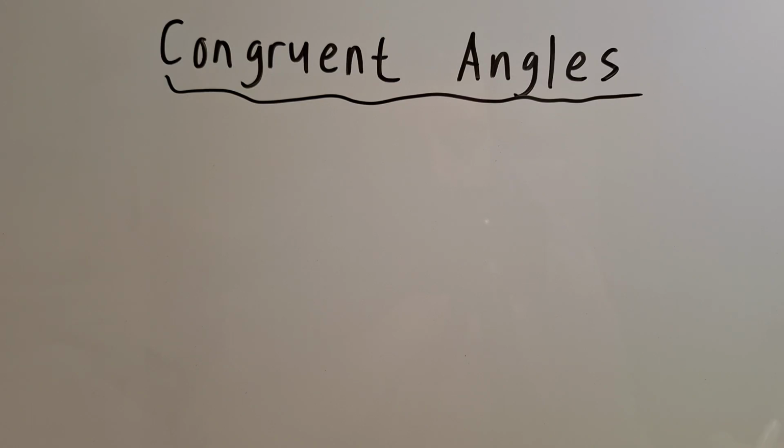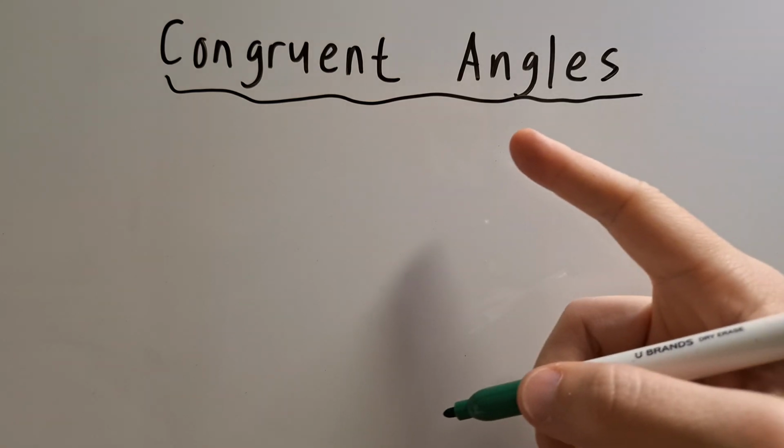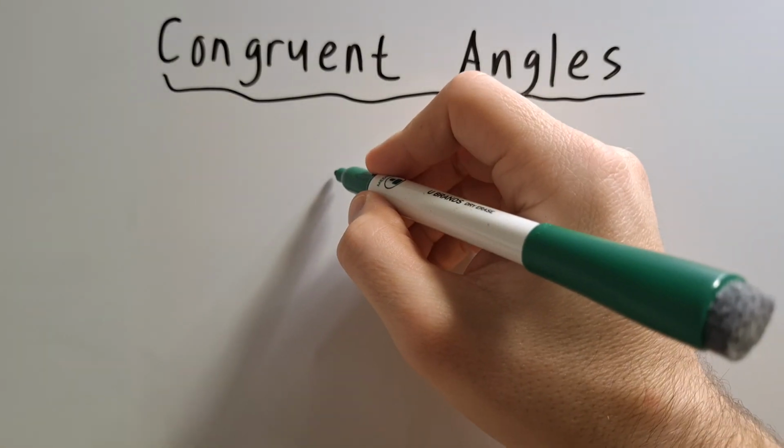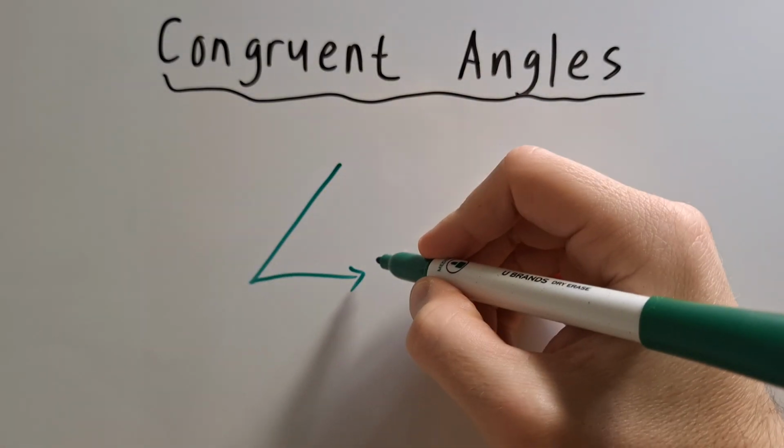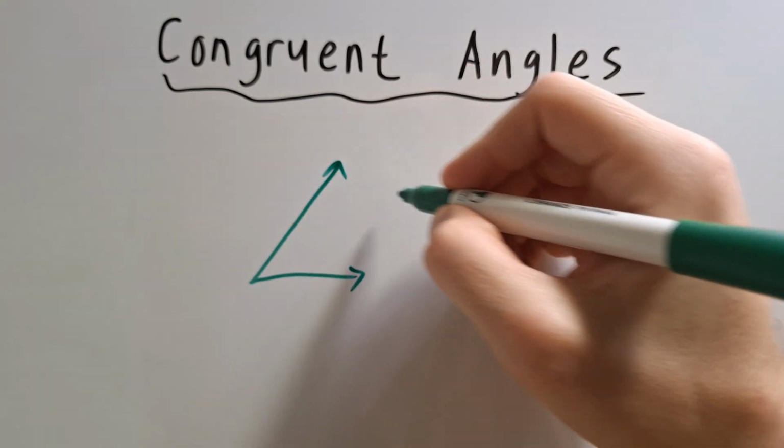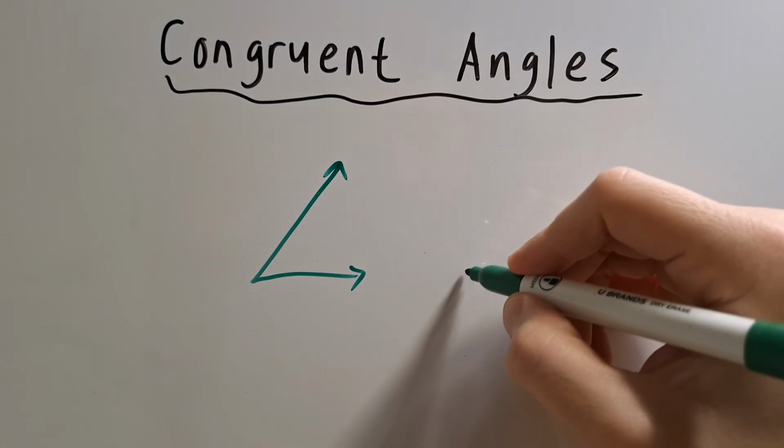Hello everyone, in this video we're going to talk about congruent angles and vertical angles. First thing we'll do is define what congruent angles are. So two angles are called congruent angles if they measure the same amount of degrees.